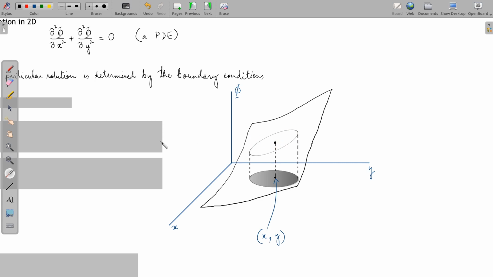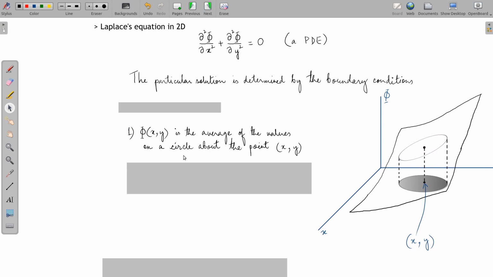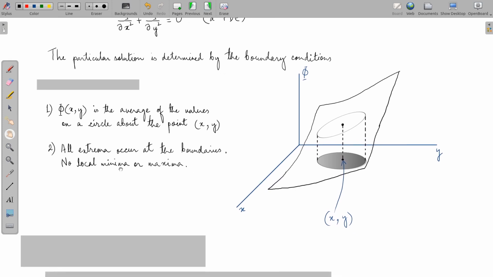So that is the first feature, which I have noted down over here. This phi at xy is the average of the values on a circle about the point xy. And the second one is that all the extrema can occur only at the boundaries. Just like before, there cannot be any local maxima or minima. The extrema can occur only at the boundaries.